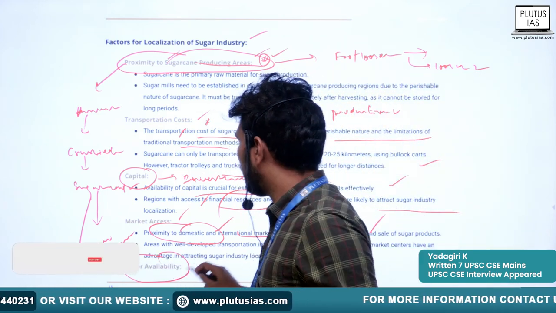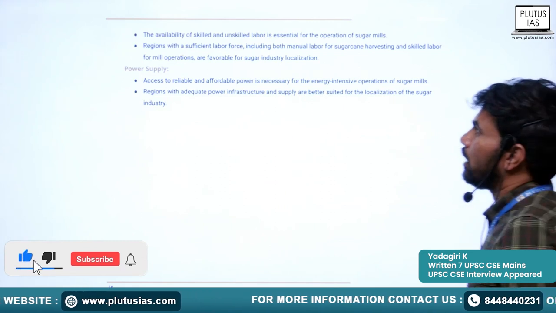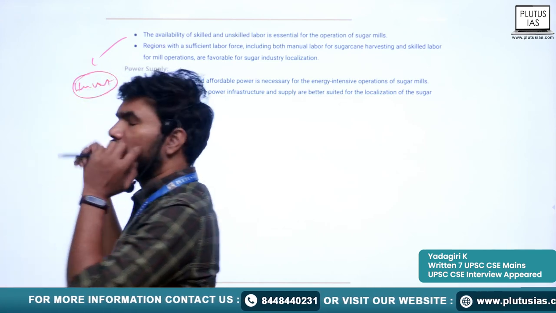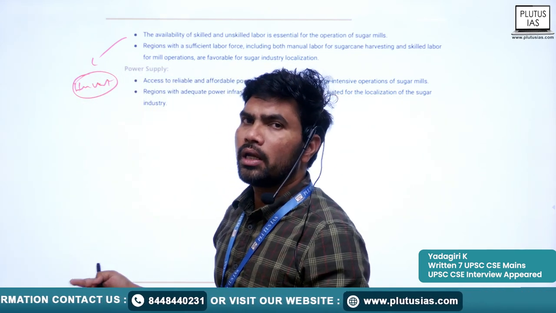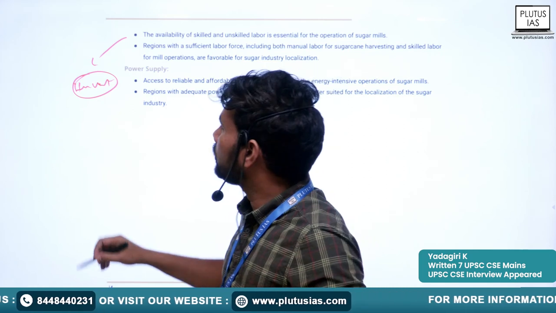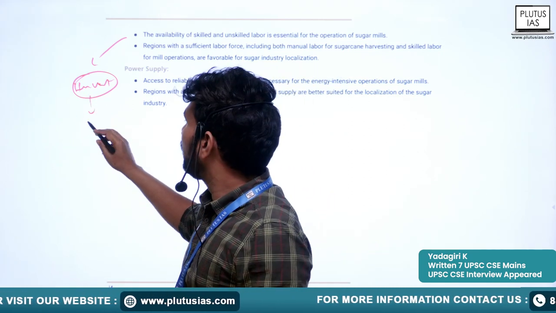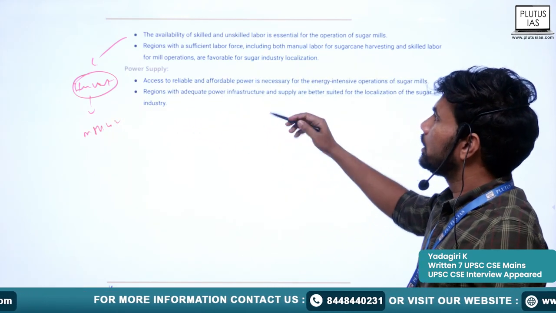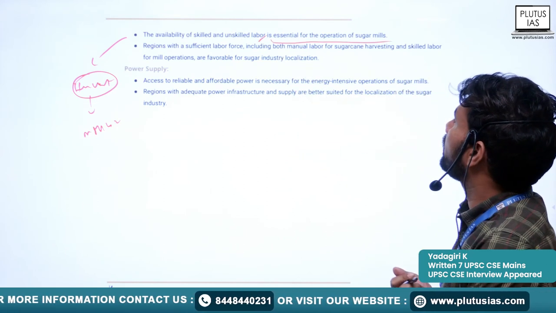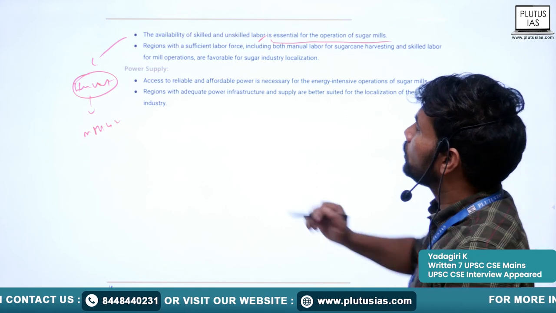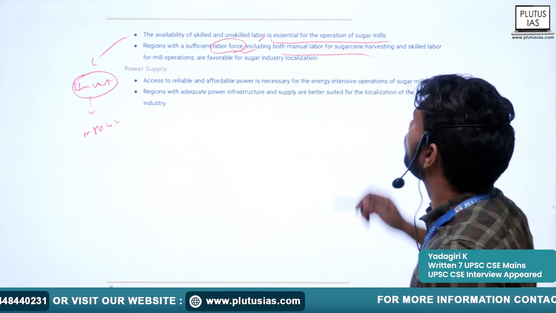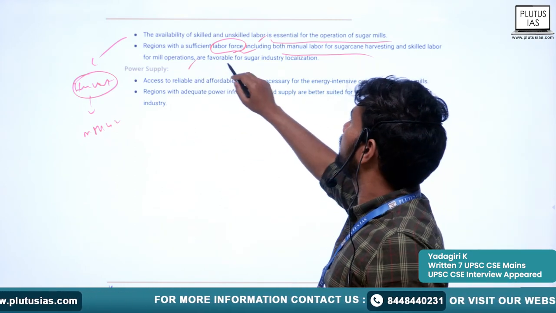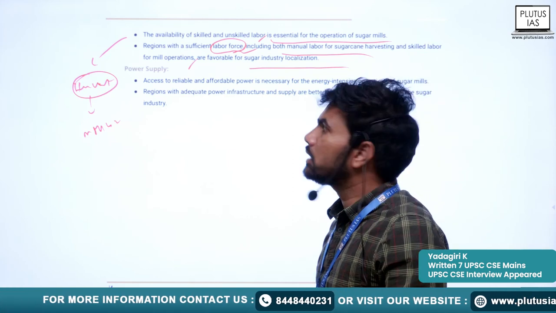Next important factor is labor availability. As you all know, labor is very important for harvesting, or for that matter in the entire process of sugarcane cultivation, labor plays an important role. And also skilled labor is required for working in the sugar mills. So the availability of skilled and unskilled labor is essential for the operation of sugar mills. The regions with a sufficient labor force, including both manual labor for sugarcane harvesting and skilled labor for mill operations, are favorable for the sugar industry in India.